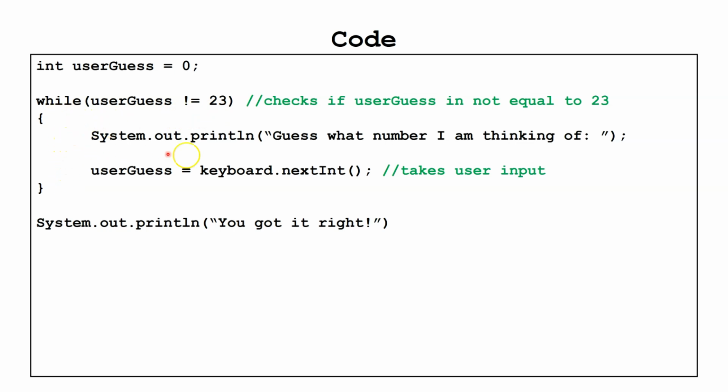Inside the body of the loop, it'll ask, guess what number I'm thinking of. It will take user input and put the value into the user guess variable, go back up to the top, and see if user guess is still not equal to 23. The loop will keep repeating until user guess is 23. Then the loop will terminate, and the code after it will execute that says, you got it right.